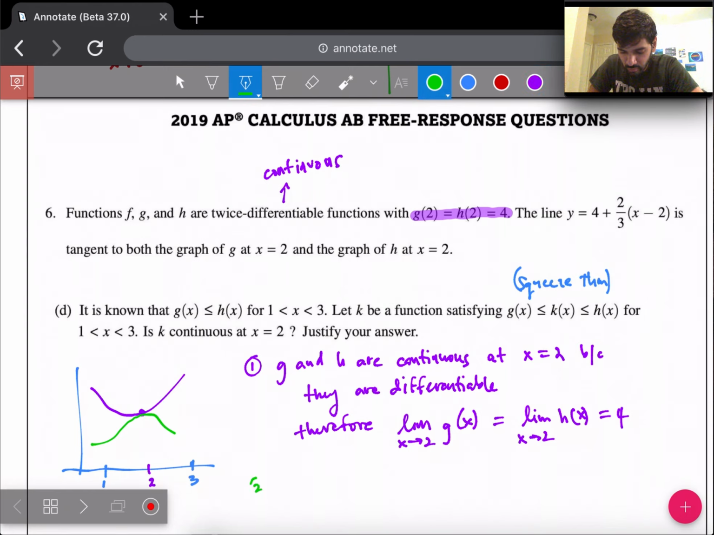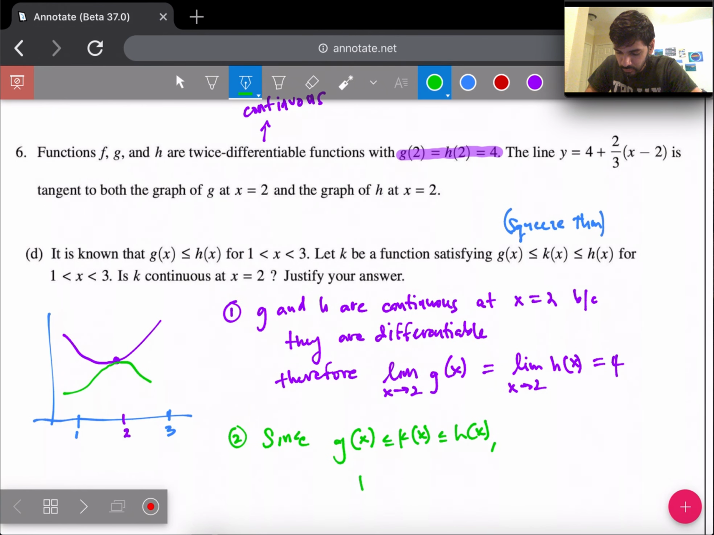So I'm going to put, for my second point, since g is less than k is less than h, then the limit as x approaches 2 of k of x must also equal 4. Okay? The squeeze theorem tells me that all of the limits have to be equal to the same thing if this holds true right here.